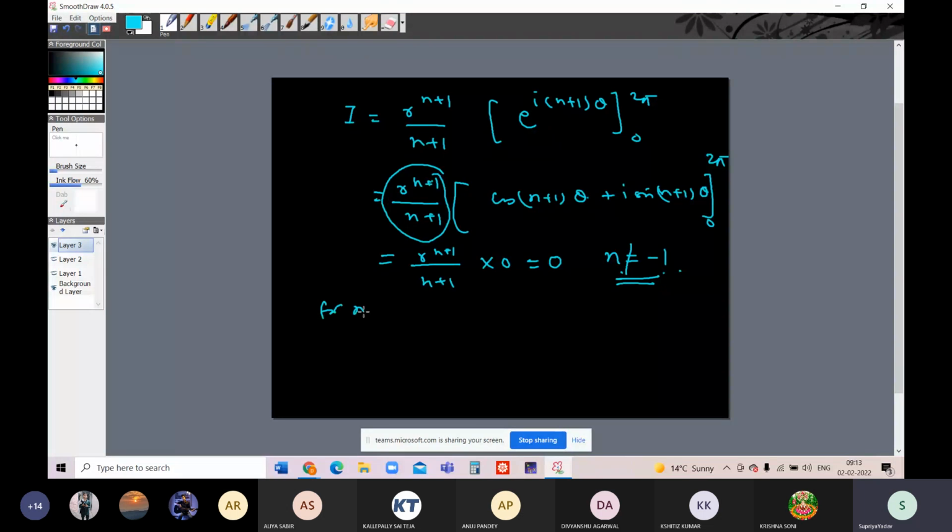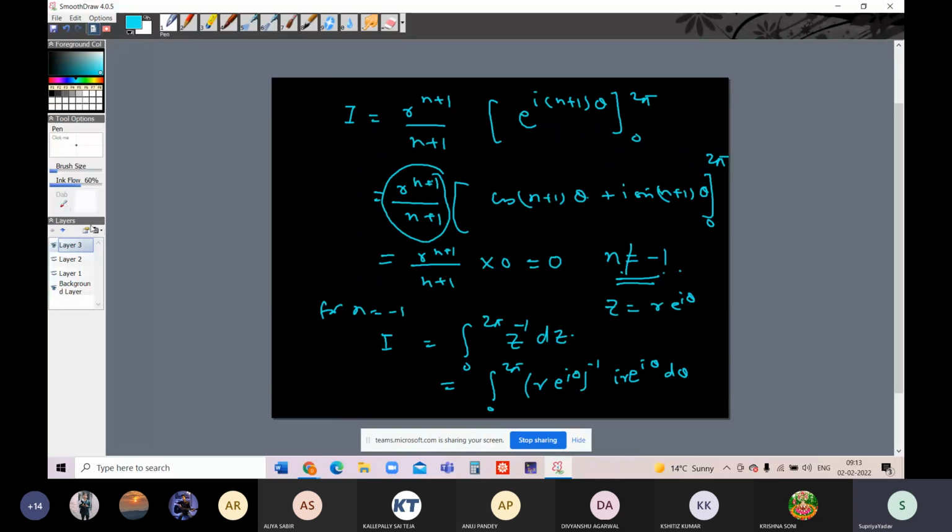So for n equal to minus 1, the value of this integral will be the integral of z^(-1) dz. When we substitute z equal to r e^(i theta), it will give you the integral from 0 to 2 pi of (r e^(i theta))^(-1), and dz will be i r e^(i theta) d theta.